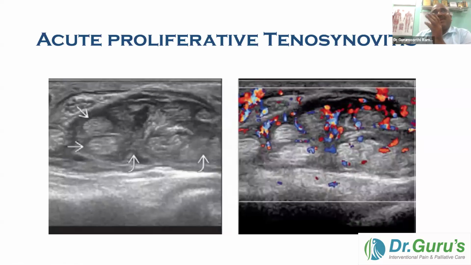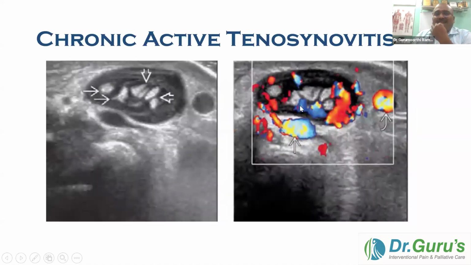So how to differentiate between a fluid and a synovial hypertrophy? Put a color Doppler and if you are able to get color signals, obviously it is not fluid, it is basically your synovial hypertrophy, right? So this is acute proliferative tenosynovitis. And finally, chronic active tenosynovitis. This is more common whenever the patient is having tuberculosis, those things.